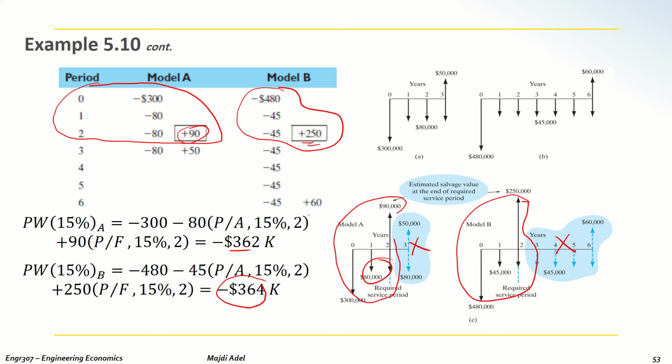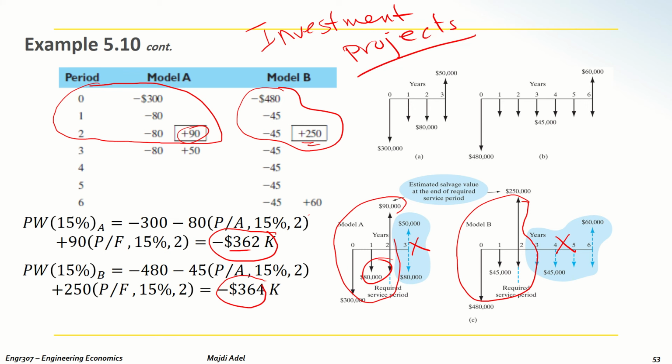So the most profitable option is option A, because it has the lowest cost. Those are investment projects, and for investment projects, we choose the one with the lowest cost. So project A has the lowest cost, so project A is the most profitable.